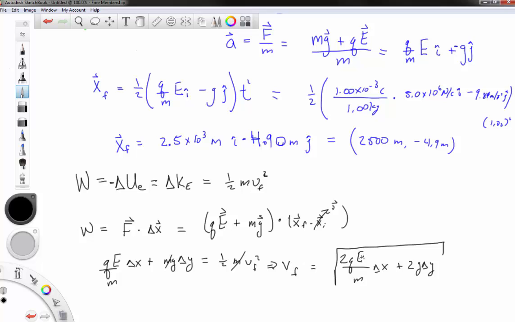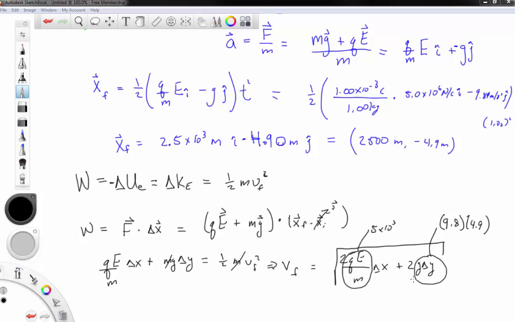So 2 times q times e over m. We've already done the whole q over m times e. So this term right here has a value of basically 5 times 10 to the 3. That's being multiplied by 2500. This term right here has a value of basically 9.8 times 4.9. Okay, multiply both of those by 2, add them together, take a square root.